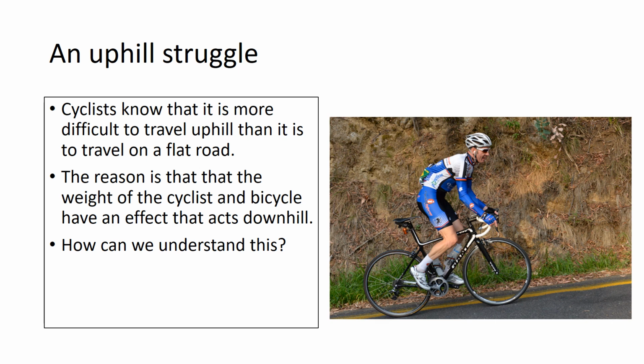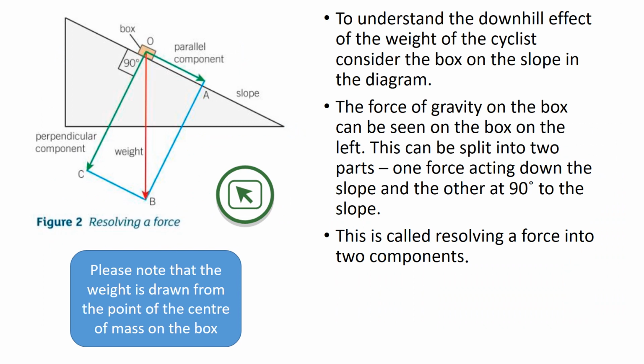Now, at this point, I suggest if you haven't already got one, can you go and get a protractor, ruler, pencil, and you will need some scrap paper. If you're just sitting there watching this on your bed, it will help you if you are doing this as we go along. So, to understand the downhill effect of the weight of the cyclist, consider the person as a box on a slope. You don't need to draw the cyclist, just draw them as a box, okay?